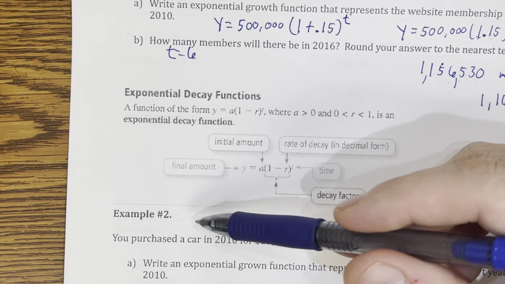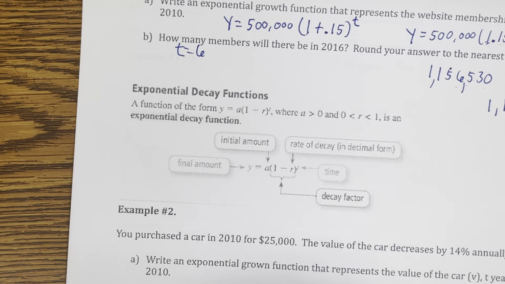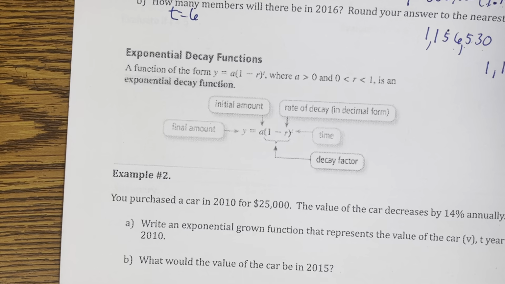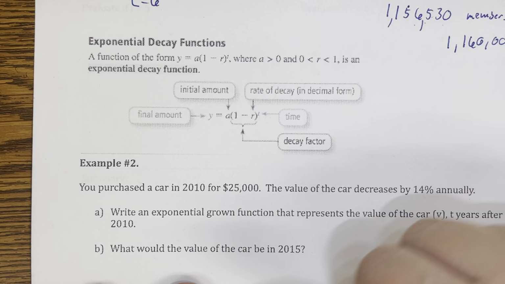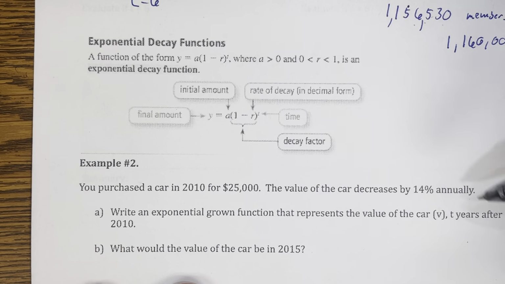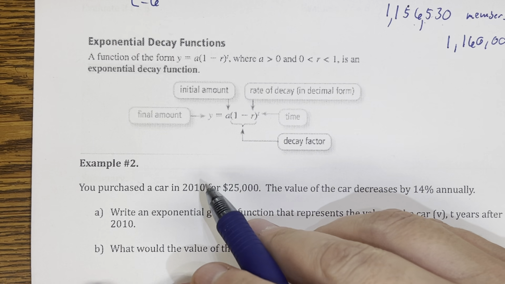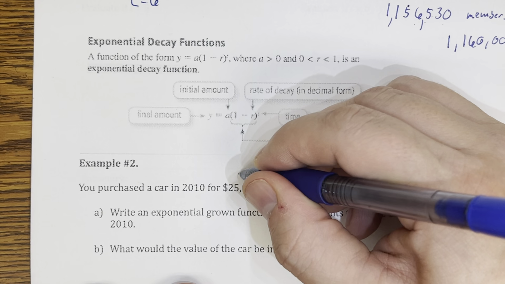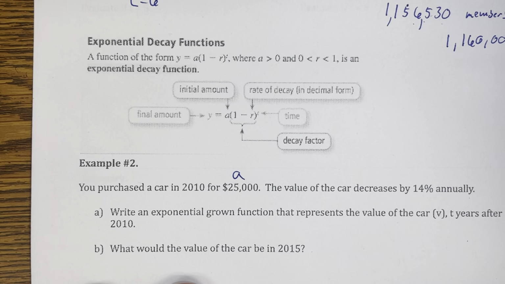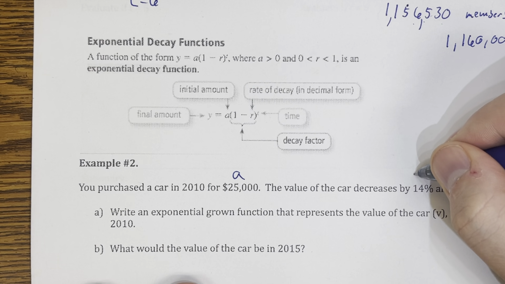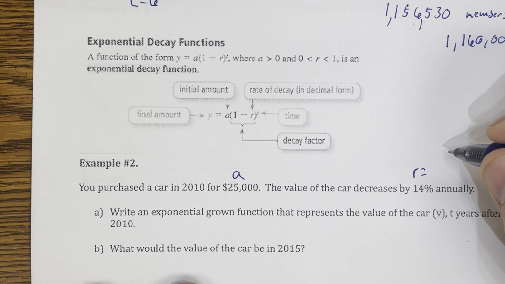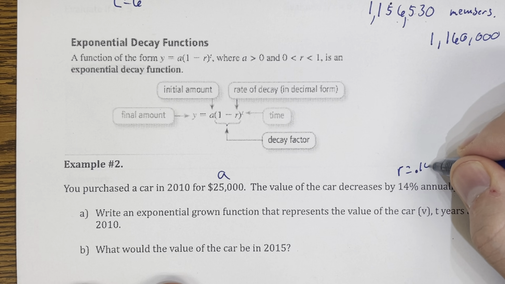So if I purchase a car, unfortunately, those things do not typically grow in value. Usually they get to be worth less money, all right? That's typical. 14% annually, I purchased it for $25,000. So in 2010, I purchased a car for $25,000. That's my initial amount. There's A. Decreases by 14%. R is equal to, change it to a decimal, 0.14.